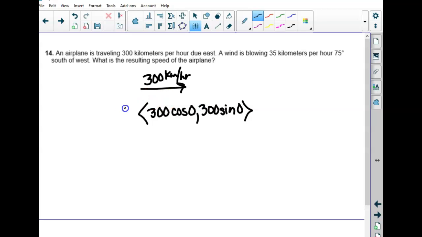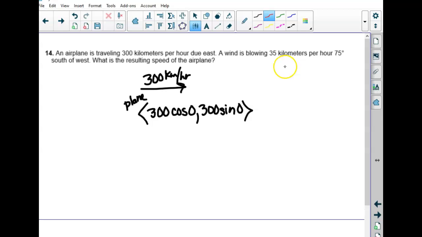Okay, so that was the plane. That's what it thinks it's flying. But there is a wind pushing on the plane. And this is where students get confused, and so I did not put one of these on. A wind is blowing 35 kilometers per hour, 75 degrees south of west. Now, this one is a little confusing. I'm going to go with it's blowing towards this direction. It's pushing the plane this direction. Sometimes we've had problems where they said from this direction, so it's pushing it at the opposite direction. Gets really confusing. We're not going to mess with those this year.